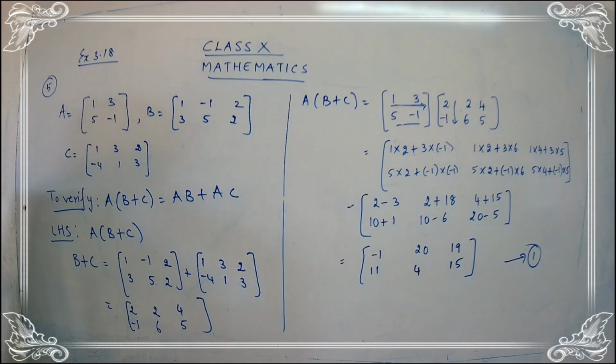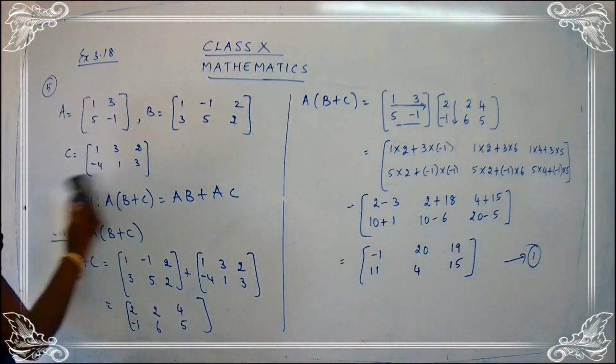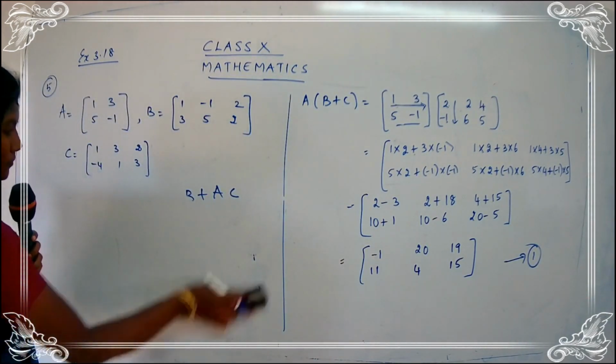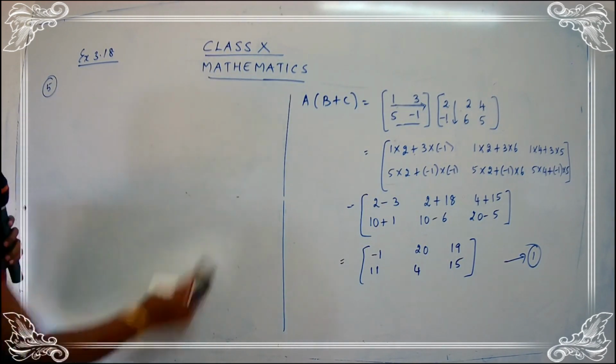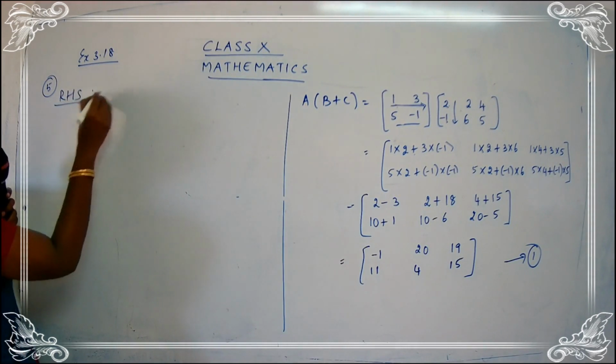Shall we continue, children? Okay. Let's go for the RHS part now. I'm just going to rub this part. So what was the RHS? The RHS was to find AB plus AC.